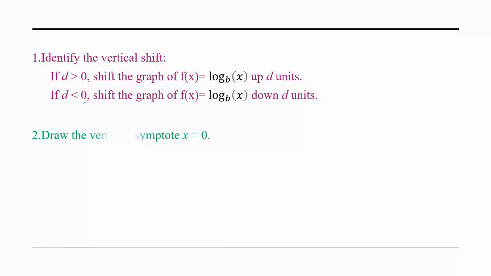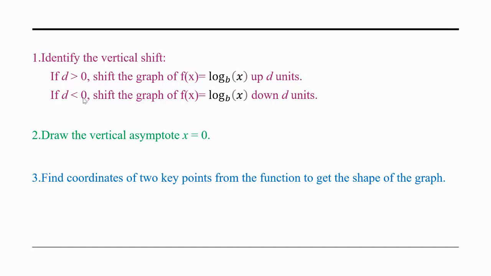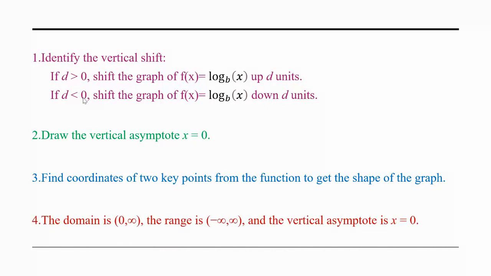Okay. For the second step, you need to identify the vertical asymptote equation so you can sketch it on the paper. And for the paperwork, you're going to complete the table of values of any two key points so you can plot them and get the shape of the graph. Finally, when you finish the graph, you can define the domain and range.